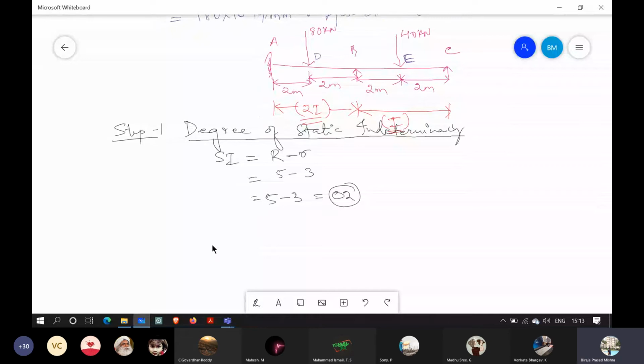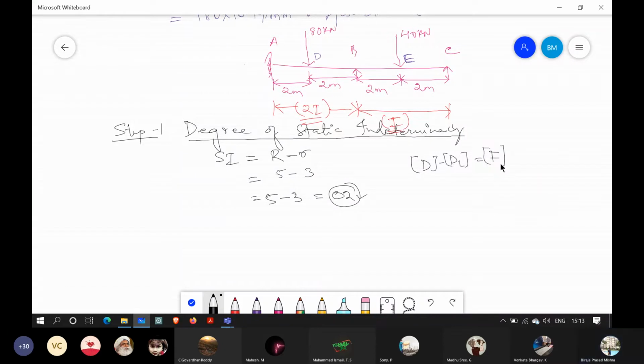Since the degree of static indeterminacy is 2, the equation is D minus DL equals F into P. This will be of order 2 cross 1, this is of order 2 cross 2, and this is of order 2 cross 1. Understood? Don't write this now, it is just for your reference. You will find these later on.